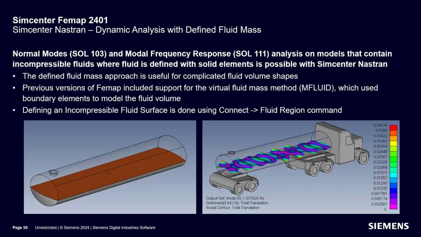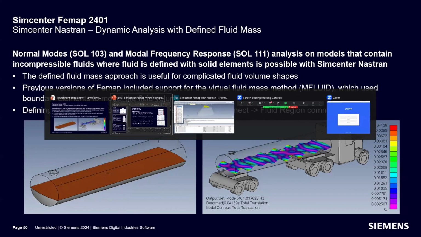So when can you use this incompressible fluid surface? You can use it in normal modes or modal frequency response. Again, the defined fluid mass approach is just more useful when trying to make a complicated fluid volume shape. I showed you that you could do it in fluids just by making an incompressible fluid surface type of fluid region using connect region.